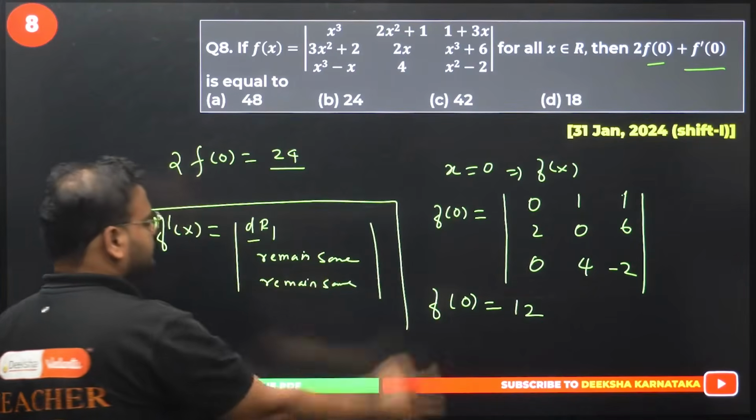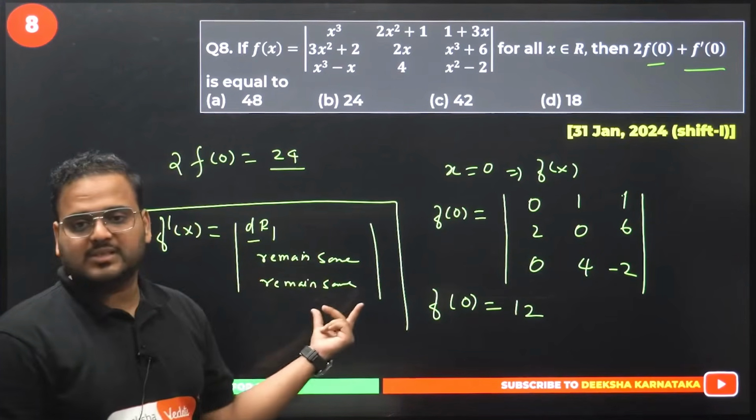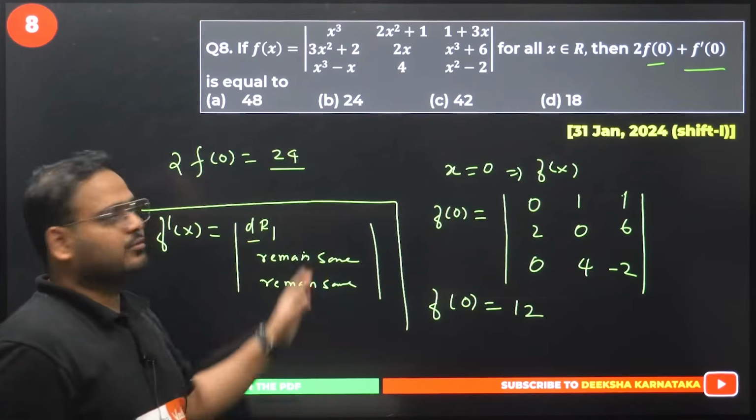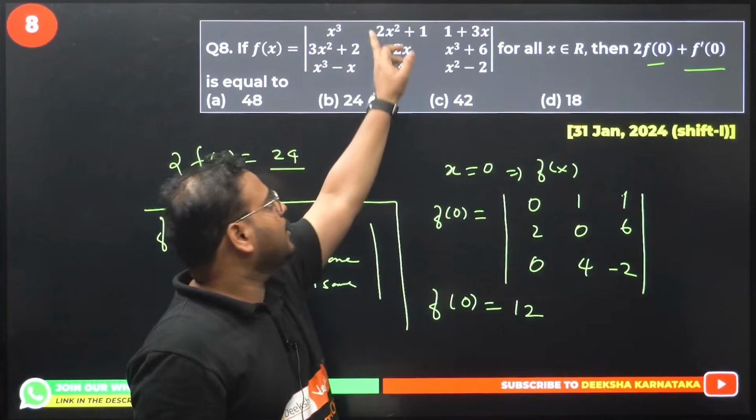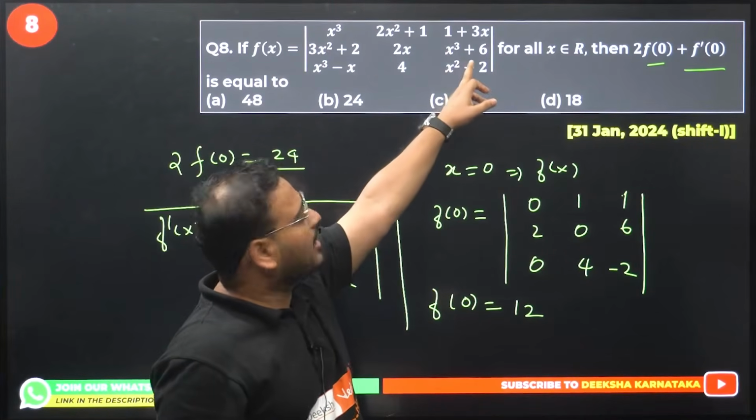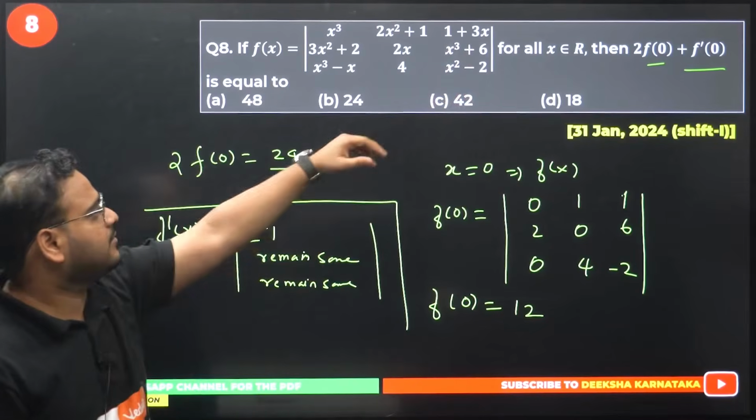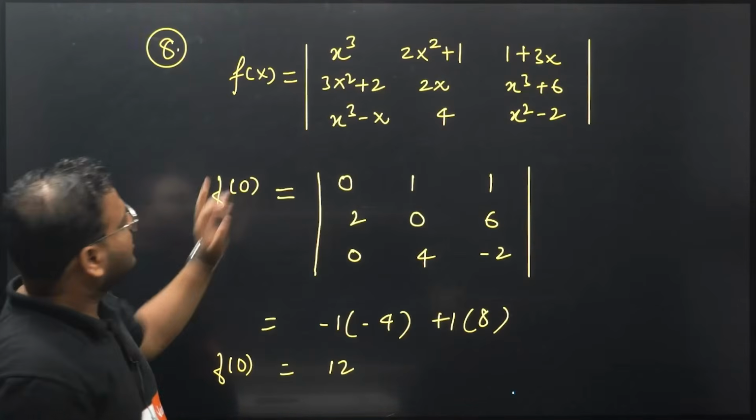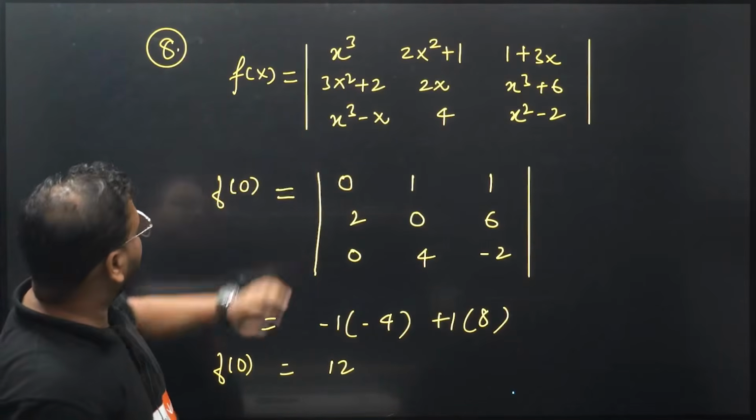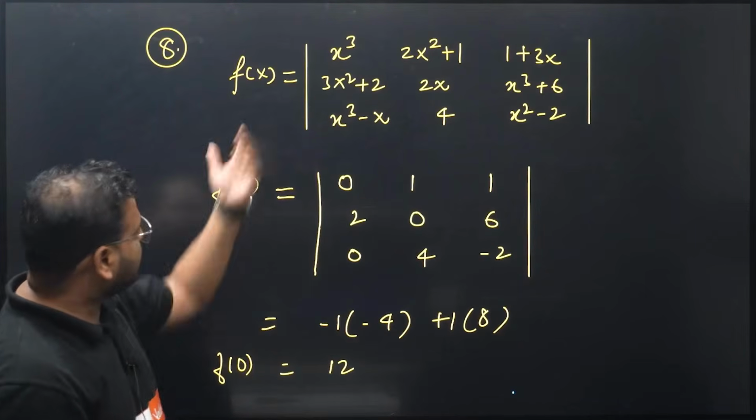So your row 2 and row 3 will remain the same. Differentiate row 1. What are you going to get? 3x square, 4x. You'll have 3 over there. So 3x square, 4x. Have I not done that? Okay, I have not done that over here. So if you differentiate, you're going to get that.